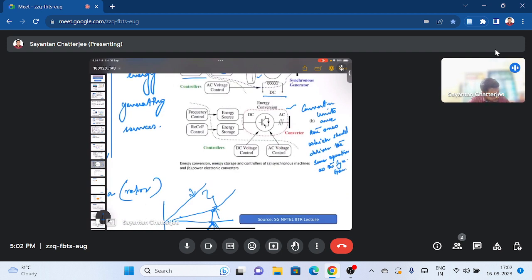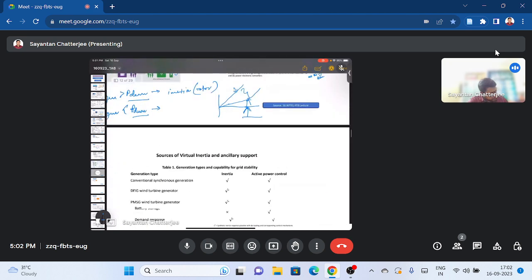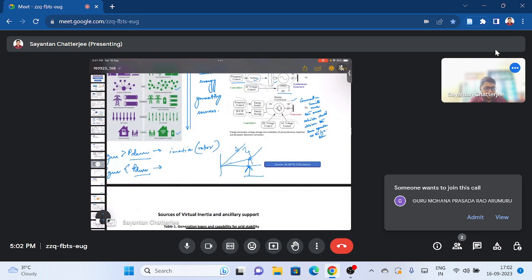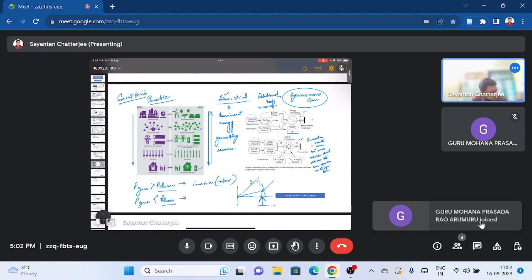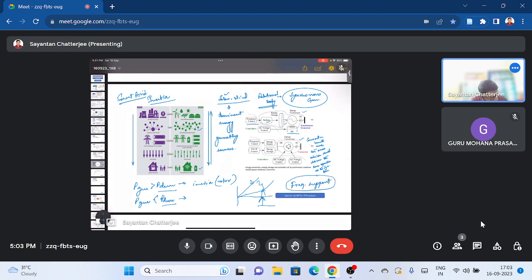So mainly the need is that there should be some frequency support in the system. The main aim is to provide or deliver frequency support. So here the DC-AC converters should be designed in such a manner that the entire system can be reframed into a virtual inertia delivering device.